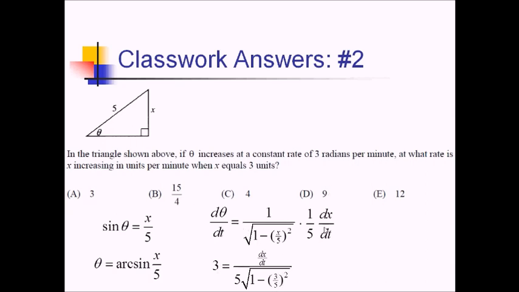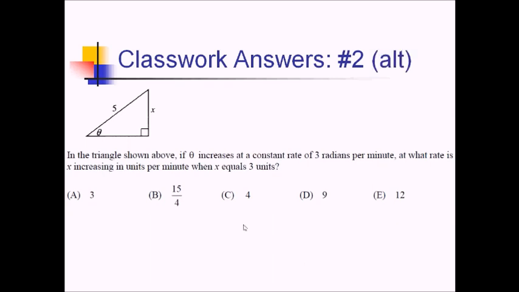And then we're just moving this into the numerator to make it a little bit easier to solve. So this is going to be 1 minus 9/25, which is 16/25. The square root of 16 over 25 is 4/5. 5 times that is just 4. And then if we multiply both sides by 4, we get dx over dt equals 12. So that's answer choice E.